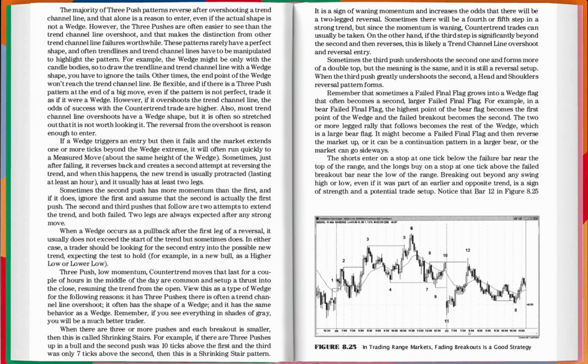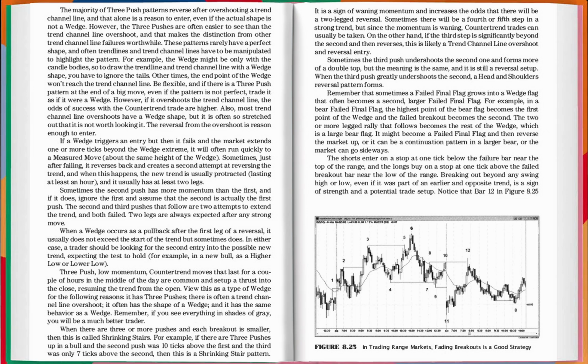Sometimes, just after failing, it reverses back and creates a second attempt at reversing the trend, and when this happens, the new trend is usually protracted, lasting at least an hour, and it usually has at least 2 legs. Sometimes the second push has more momentum than the first, and if it does, ignore the first and assume that the second is actually the first push. The second and third pushes that follow are 2 attempts to extend the trend, and both failed. 2 legs are always expected after any strong move.